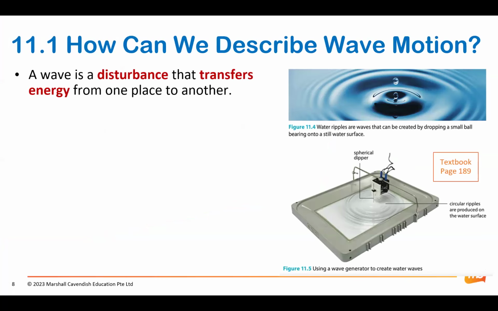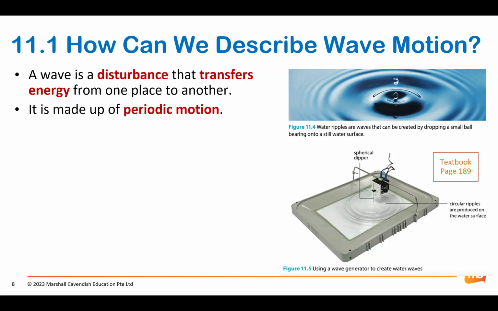So what exactly is a wave? A wave is a disturbance that transfers energy from one place to another. Specifically, it transfers kinetic energy from one place to another. All waves are made out of periodic motions. We will explain in depth what periodic motion means later on in the video.